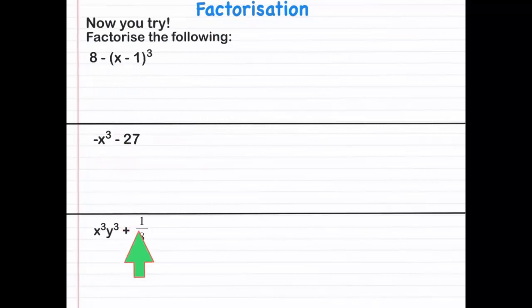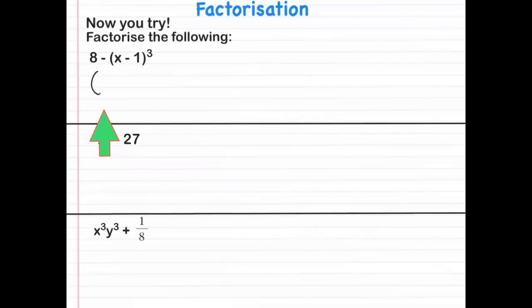Wonderful. Now give them a go. Once you are ready, resume the video and see if you are correct. Here I go. Now, again, no common factor, no difference between two squares, no trinomial, no grouping. This is a difference between two cubes, and the answer will look like this.